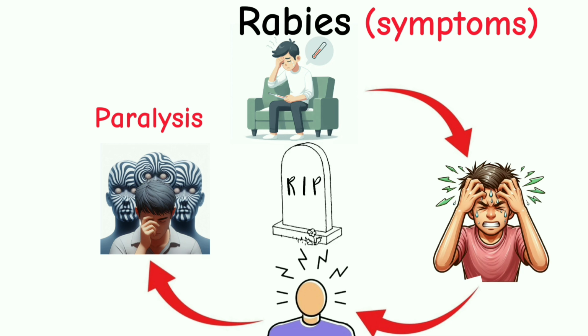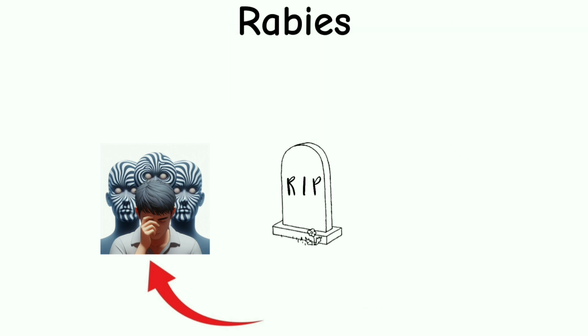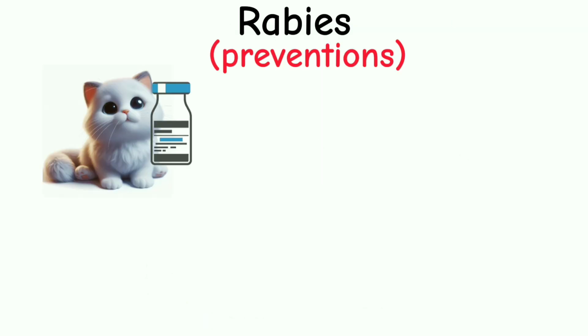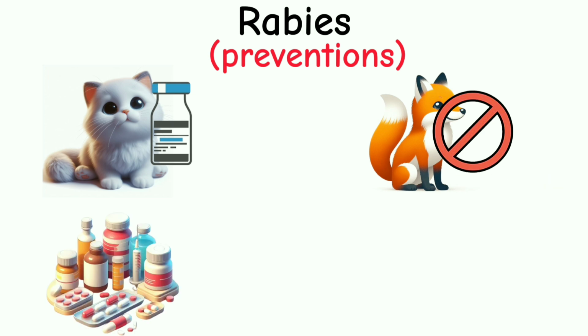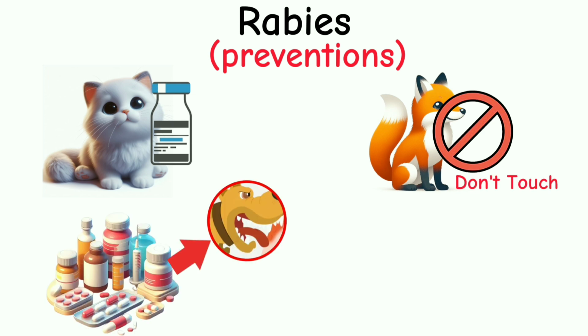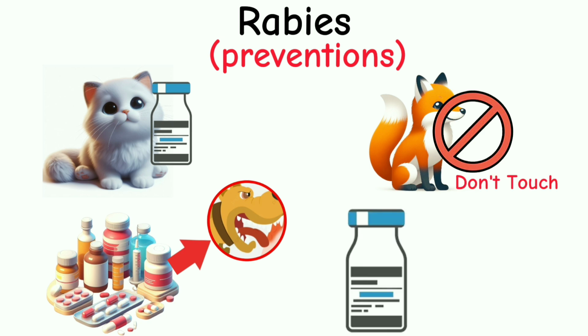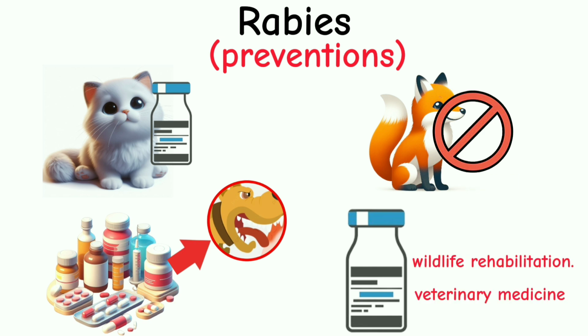To avoid getting rabies, keep in mind the following steps. 1. Ensure pets are vaccinated against rabies. 2. Avoid contact with wild animals. 3. Seek medical attention if bitten or scratched by an animal. 4. Consider pre-exposure vaccination if working in high-risk professions like wildlife rehabilitation or veterinary medicine.